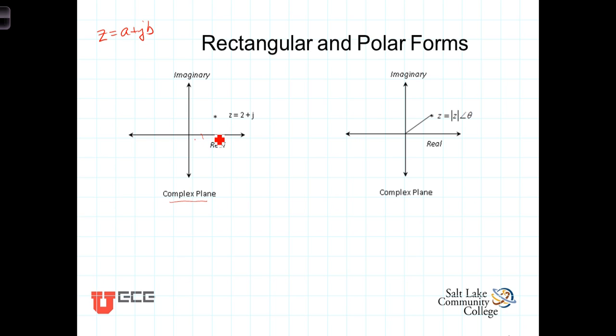We come over 2 units along the real part, because in this case a, the real part, is 2, and we go up 1 unit along the imaginary axis, because our imaginary part is 1 times j. So here we would have 1j, 2j, 3j. You can think of j almost as a unit vector, or a quantity showing us which axis we're on. The distance along this axis is 2, the distance along this axis is 1 times j.